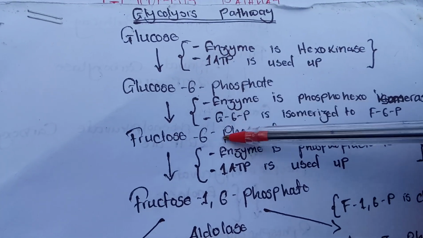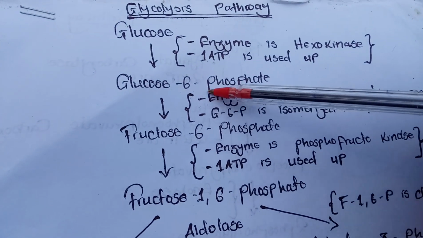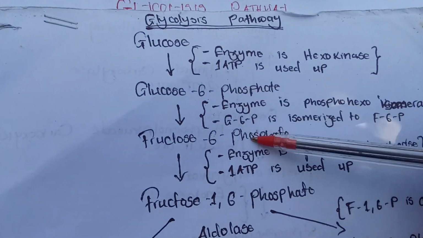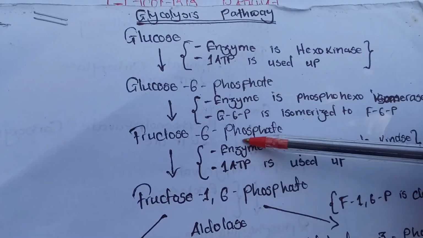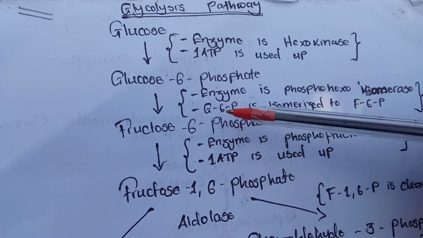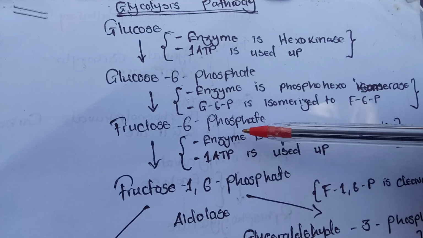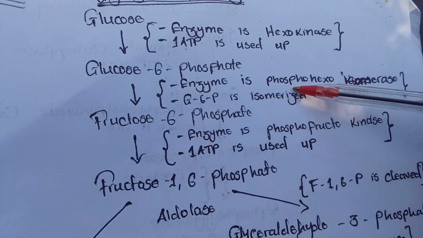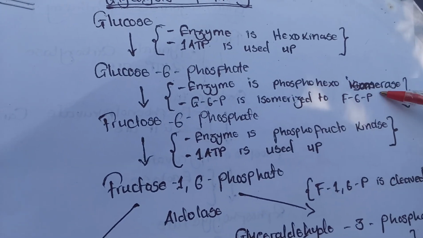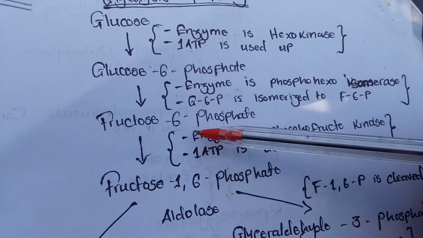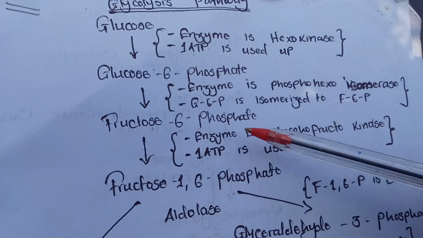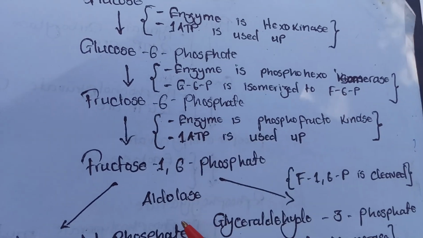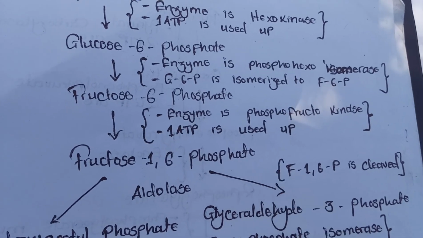In the next step of glycolysis, it involves conversion of glucose 6-phosphate into fructose 6-phosphate. Fructose 6-phosphate and glucose 6-phosphate are simply isomers of each other. Since they are isomers, you actually expect an isomerase enzyme to be involved in the conversion of glucose 6-phosphate into fructose 6-phosphate. So the enzyme here is simply phosphohexoisomerase, and this guy is actually isomerized to this guy. Cool.